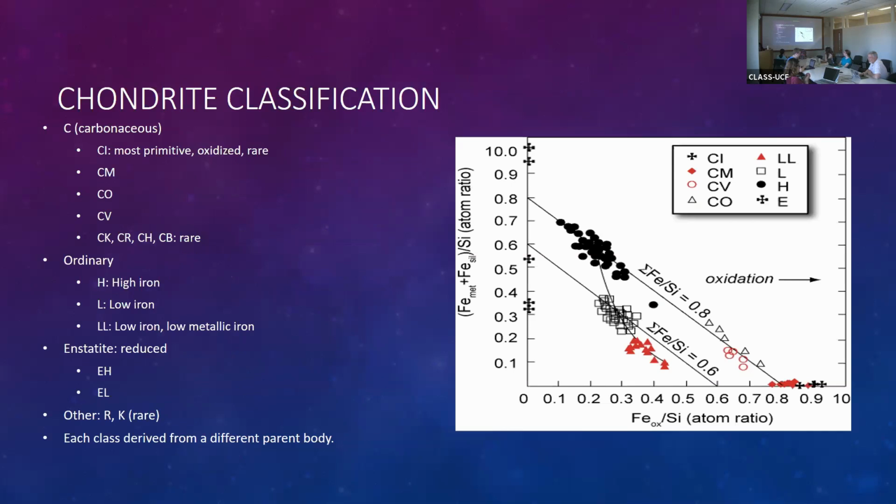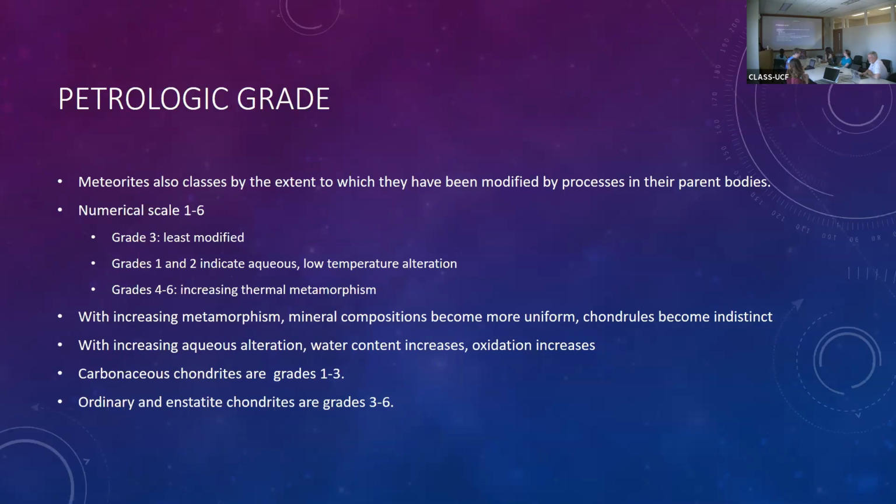Skip that one. Go to the next one. So they're also classified by what they call petrologic grade, which is how much they've been modified by the processes in their parent body, and so it's on a scale of 1 to 6. A 3 means it's least modified. 1 and 2 means it was aqueously modified at a low temperature. Grades 4 to 6 means that it was thermally metamorphosed.